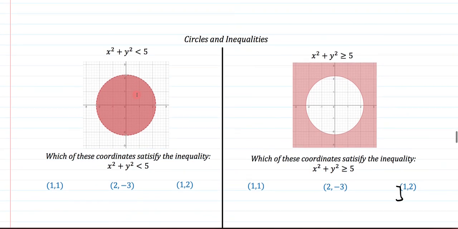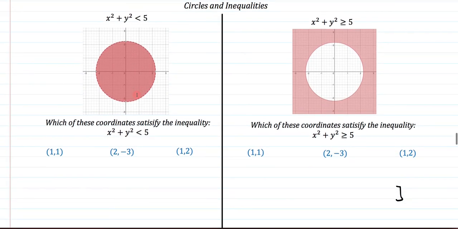Let's now talk about circles and inequalities. I really wish this would go away, but it's not going to, so let's just live with it. I have x squared plus y squared is less than 5. The way to graphically represent this is by shading in the inside of my circle.